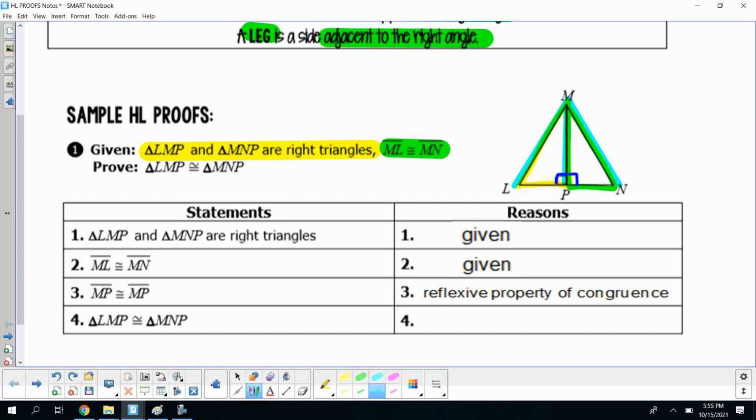Okay? Let's look at our triangle and see what that tells us. We know that they are right triangles, given there. We also know that the hypotenuses of those right triangles are congruent. ML is congruent to MN, that's also given. And then we know that MP is congruent to MP because it is the same line. So now you can see we can state that triangle LMP is congruent to triangle MNP by the rule of hypotenuse leg. Okay, let's take a look at another example.